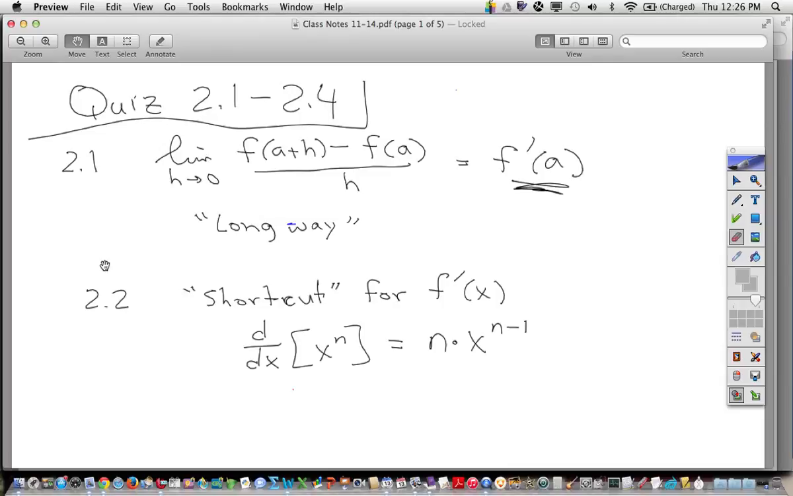So we learned about that in that section 1. So you need to be able to go through that and do some of those limit problems along the way. And we had some algebra that was involved that we had to do there.